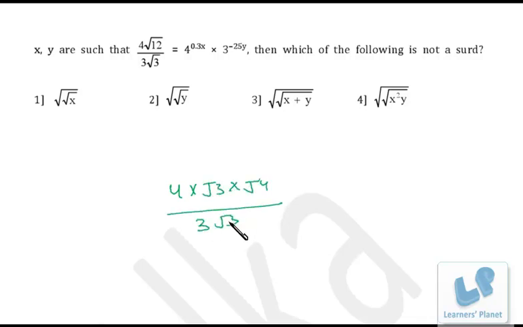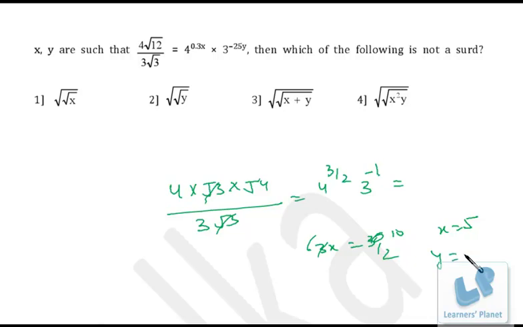by 3 root 3. So precisely it is 4 raised to half plus 1, that is 4 raised to 3 by 2 and 3 raised to minus 1. So that is 4 raised to 0.3x into 3 raised to minus 25y. That means 0.3x is 3 by 2. That means x is equal to 5 and minus 25y is minus 1. That means y is equal to 1 by 25. Now we got the values of x and y.